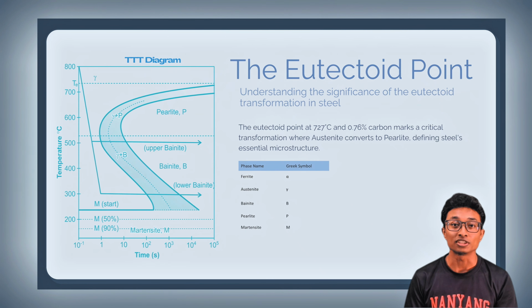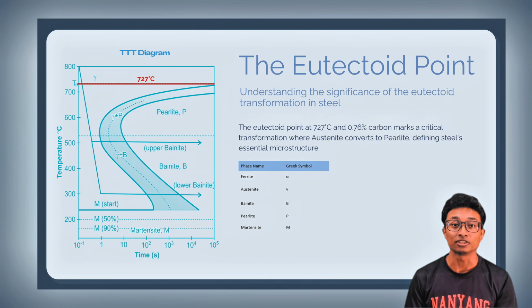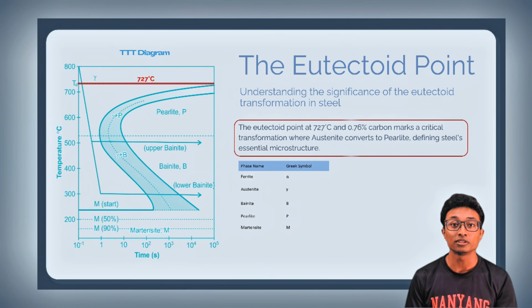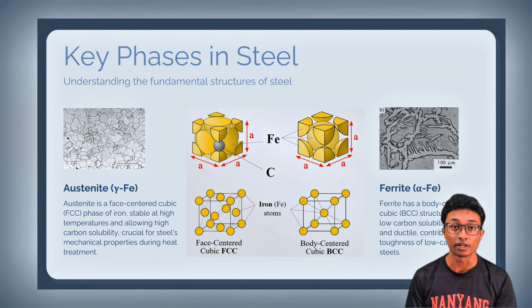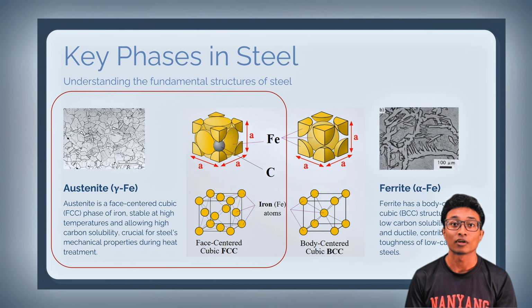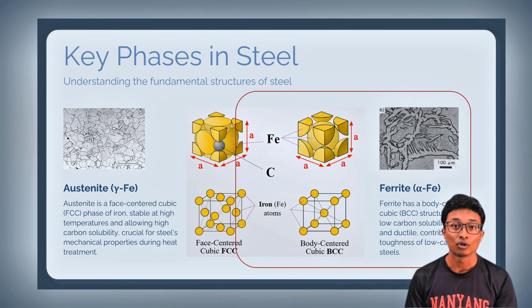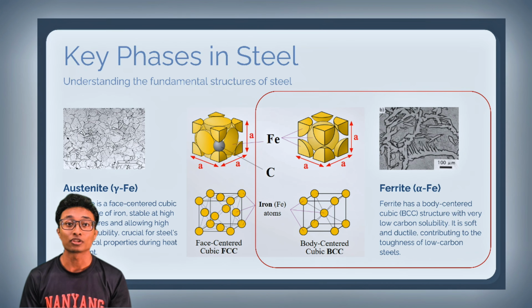So when you cool down the steel after the 727 degrees Celsius line, all the austenite has to change. It can't hold on to the carbon anymore. And how fast we cool it down determines the final microstructure. So the first key phase you need to know for the triple T diagram is austenite, which has a face-centered cubic structure. And the second one is ferrite, which has a body-centered cubic structure.